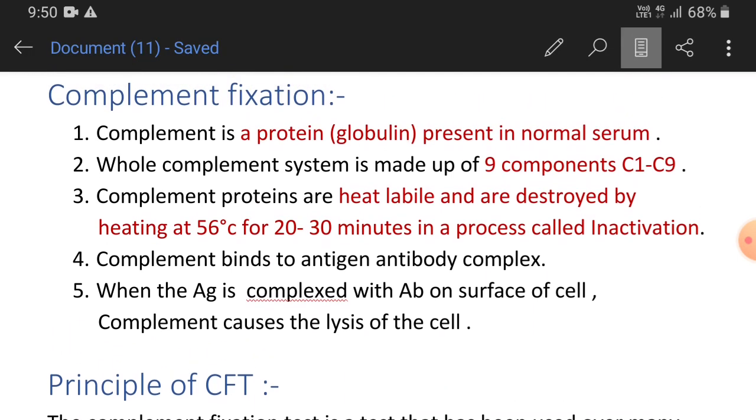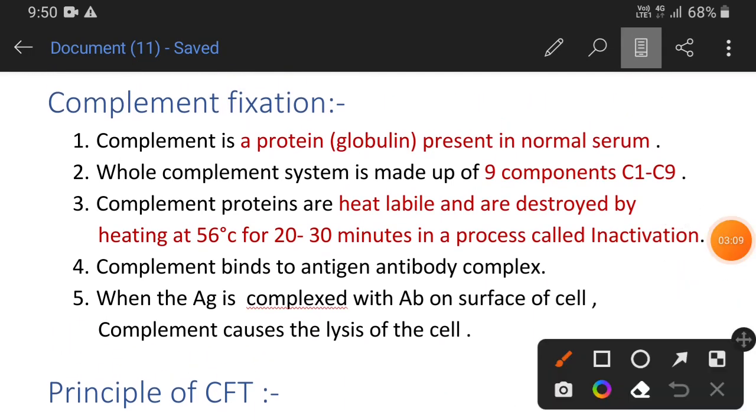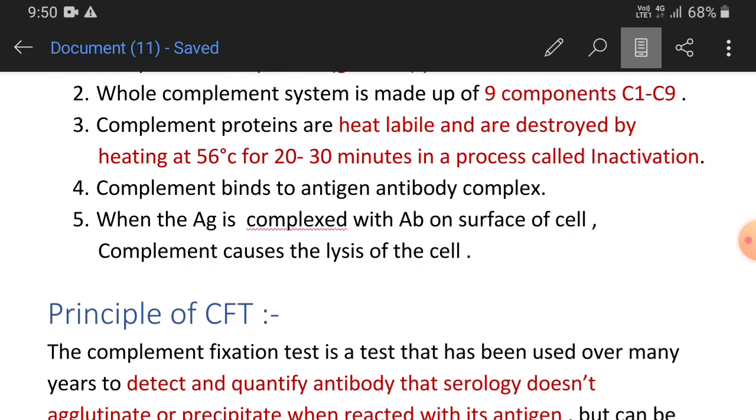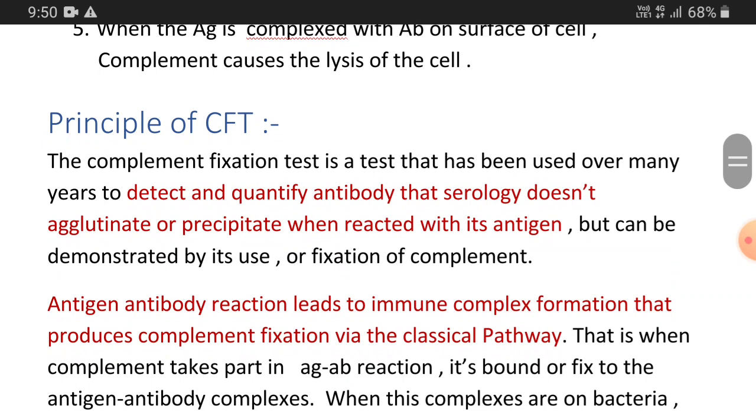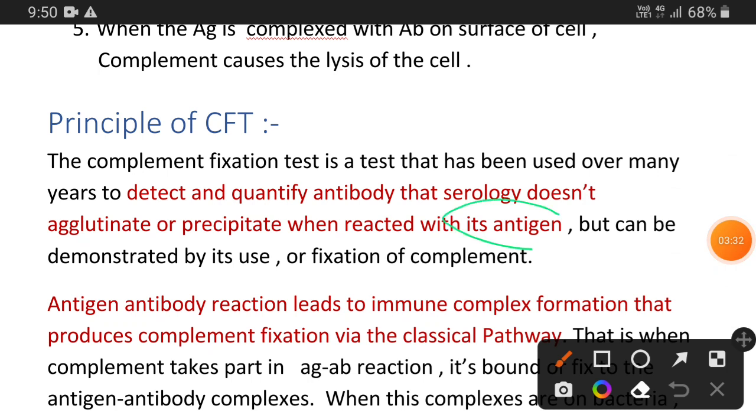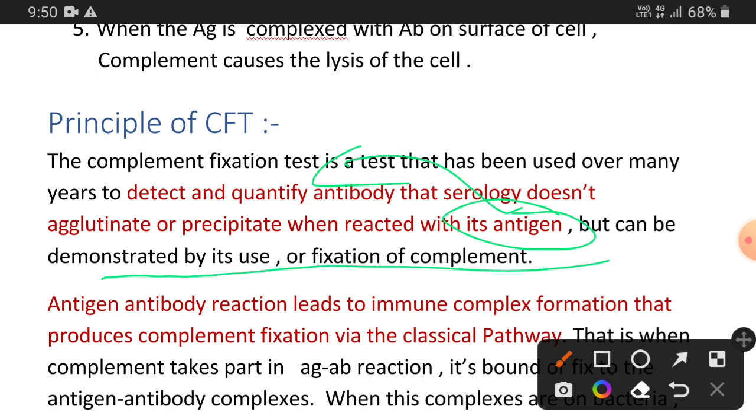So that is the idea: when the antigen is complexed with antibody on the surface of the cell, complement causes the lysis of the cell. We are going to use this phenomenon to detect those antibodies that usually cannot be detected or quantified with the help of serology, that means with the help of reaction with specific antigen against those antibodies. Those antibodies that cannot be detected by reaction with antigens are detected by their function, that is complement fixation, which we are going to do here, right?